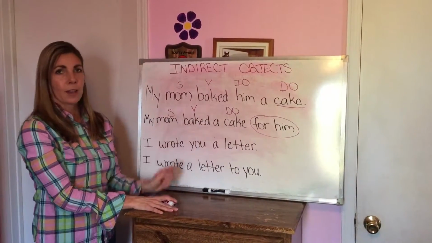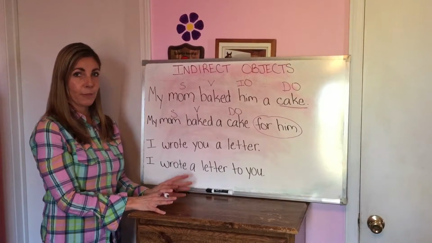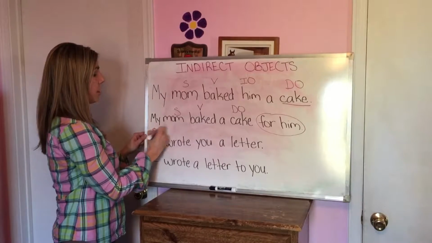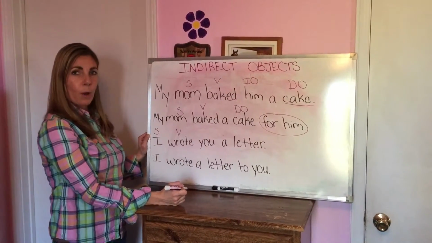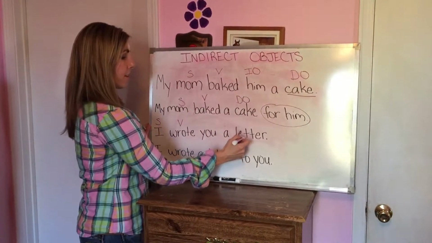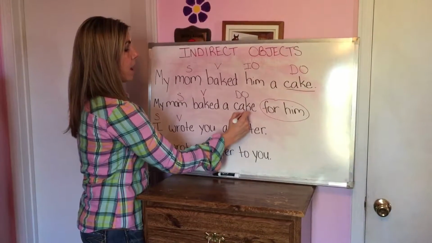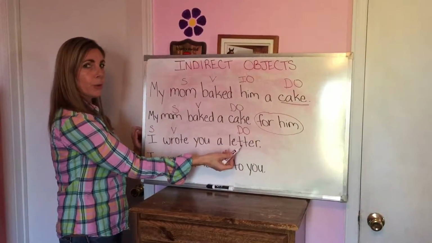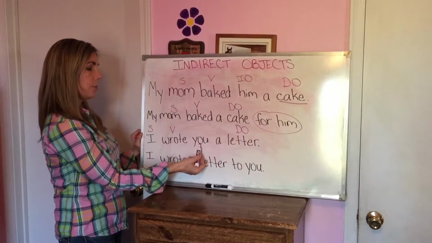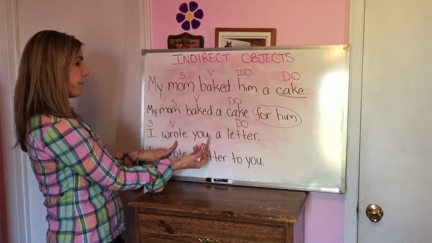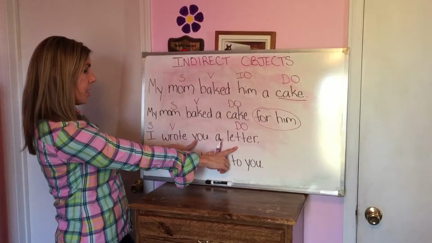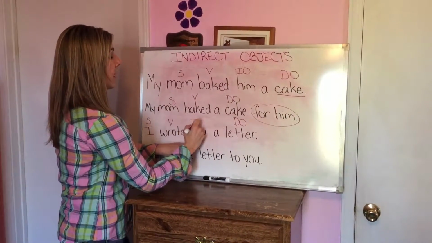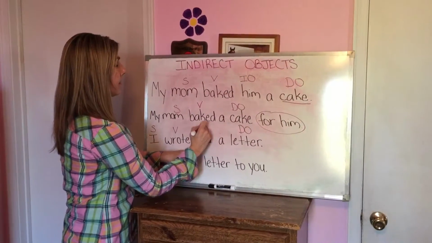So with that in mind, now let's look at our next sentence. I wrote you a letter. So we're going to find our verb, wrote. Who wrote? I wrote. So this is our subject, verb. I wrote what? Letter. So this is our direct object. I wrote a letter to who? I wrote it to you. And I'm going to look, here's my verb, here's my direct object. You is between them. So yes, this is my indirect object.